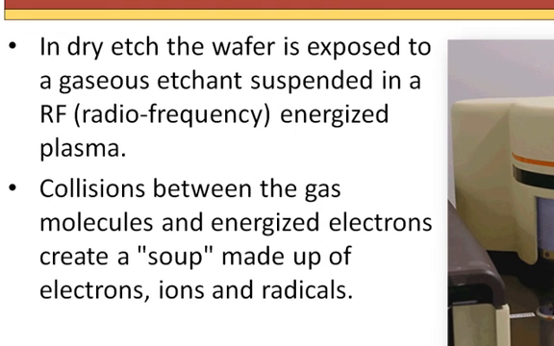In dry etch process, a single wafer or a batch of wafers is placed in a sealed chamber and then exposed to a gaseous etchant which is suspended in an RF or radio frequency energized plasma. Collisions between the gas molecules and energized electrons create a soup made up of electrons, ions, and radicals. Each of these particles have a definitive purpose, as we'll discuss in this presentation.